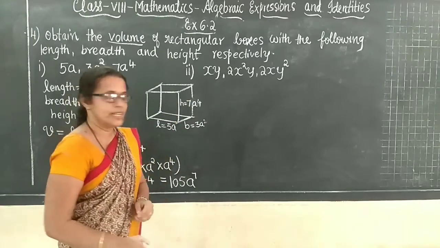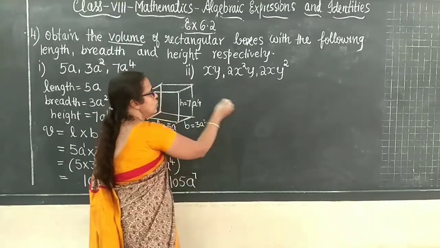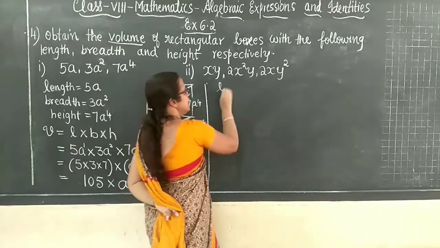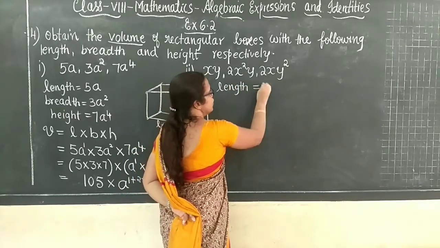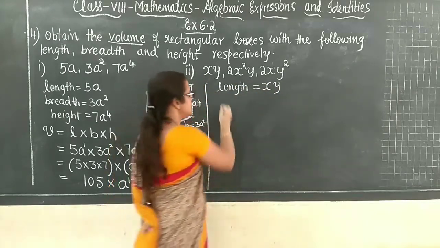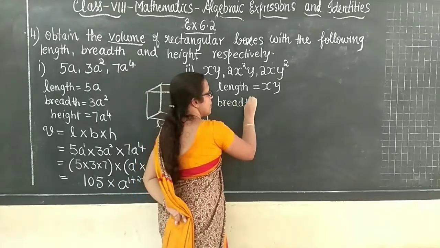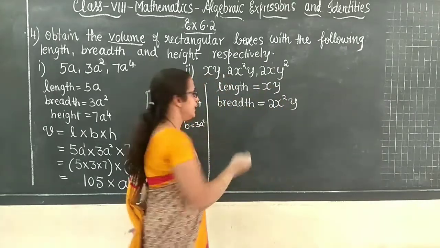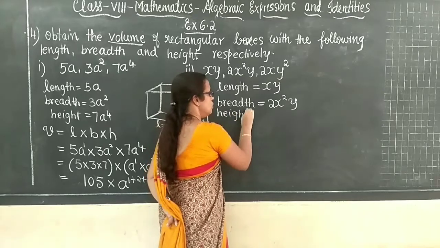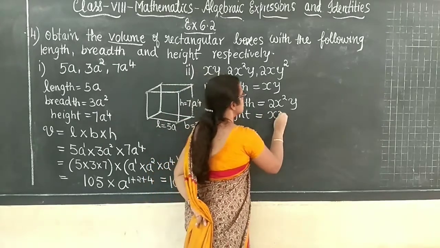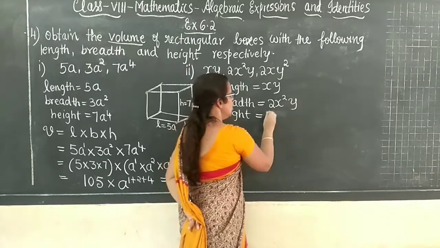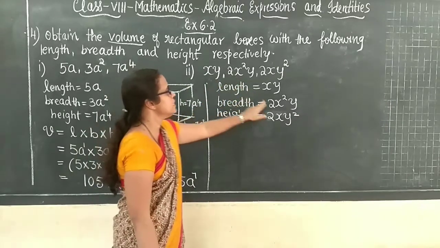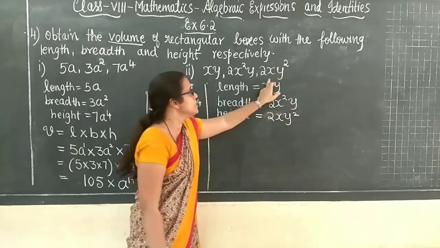Now let us do the next one, children. See here. Who is length? Length is xy. Breadth is 2x square y. Height is 2xy square. So length is xy, breadth is 2x square y, and height is 2xy square.